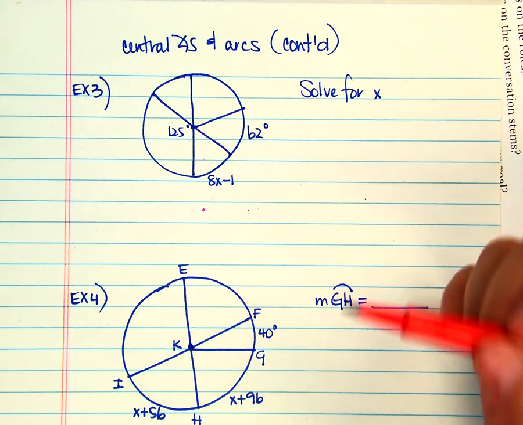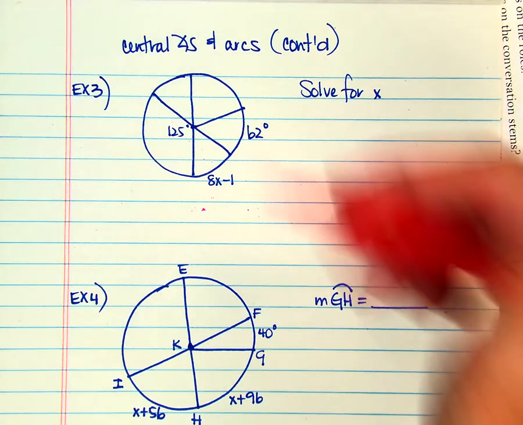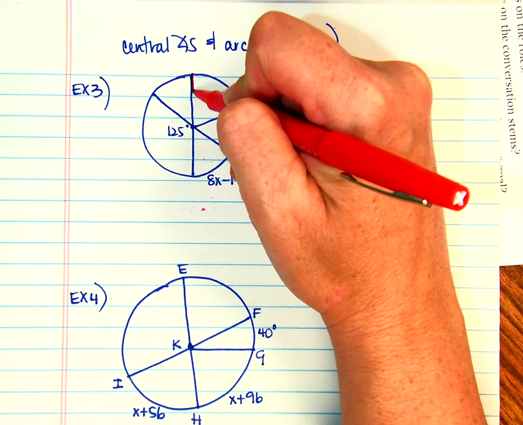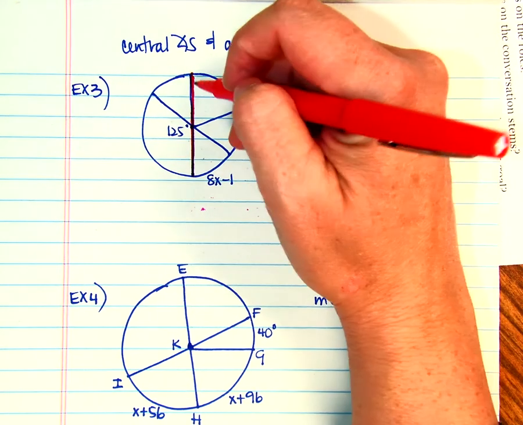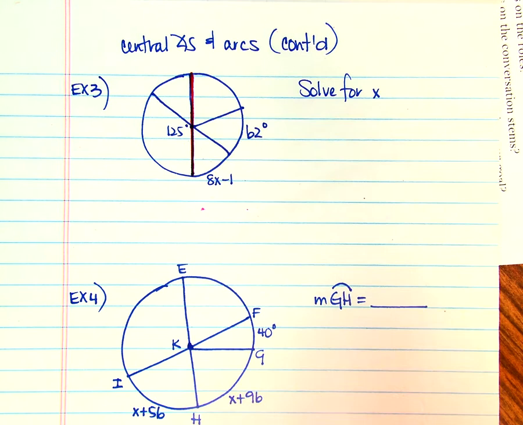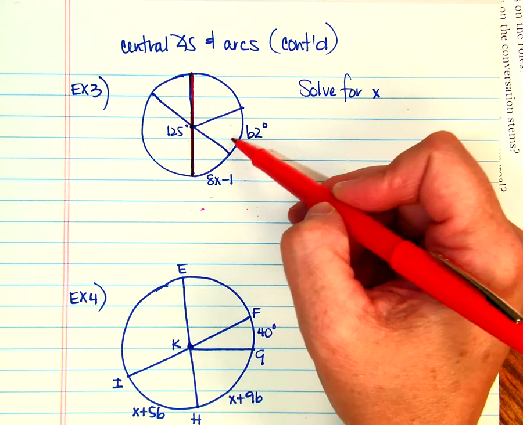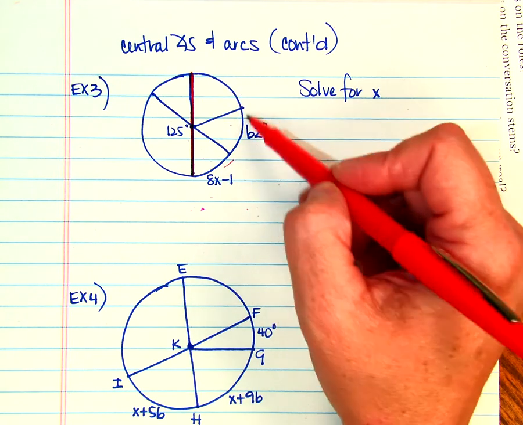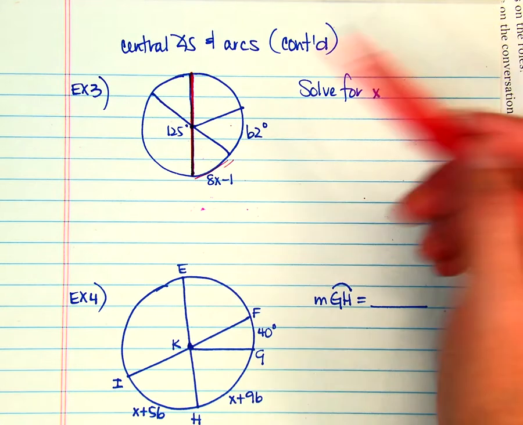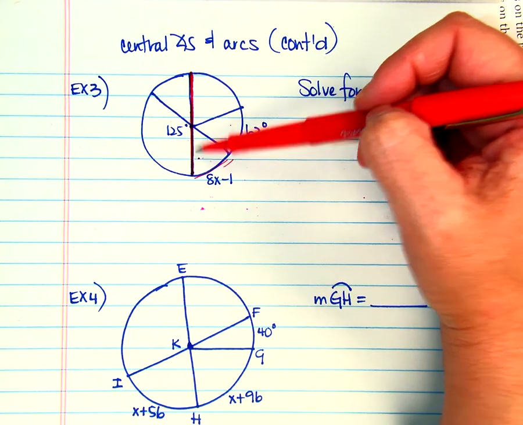The things that you need to be paying attention to are diameters. Diameters are going to be huge. So I noticed that this is a diameter, and I like to highlight those. So I know that if it's a diameter, these 3 angles and arcs need to add up to 180 degrees. Likewise over here, I know that they have to add up to 180 degrees.